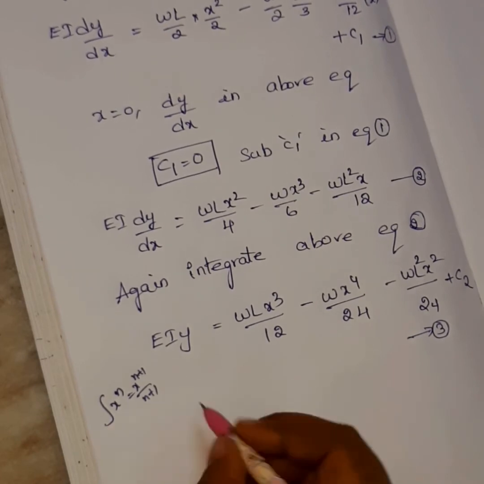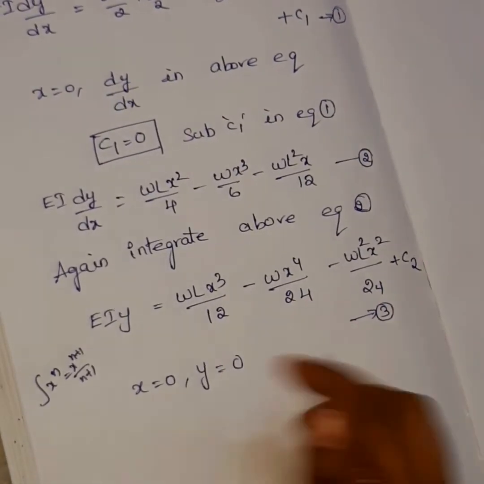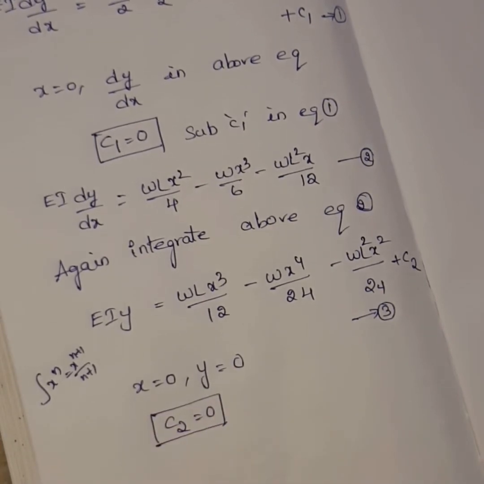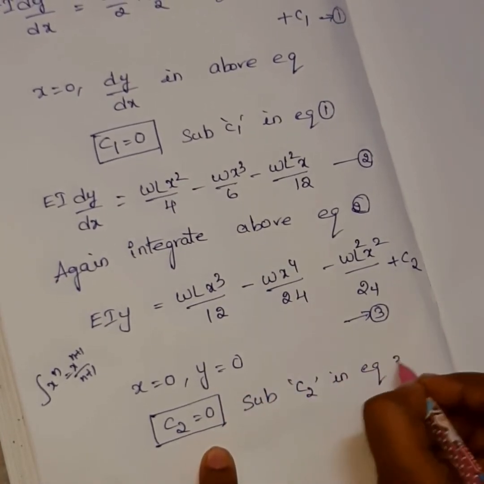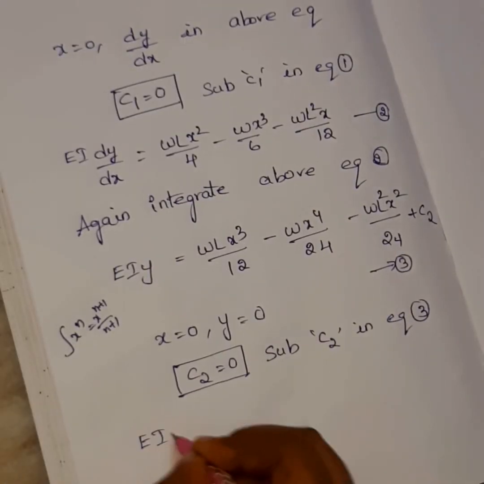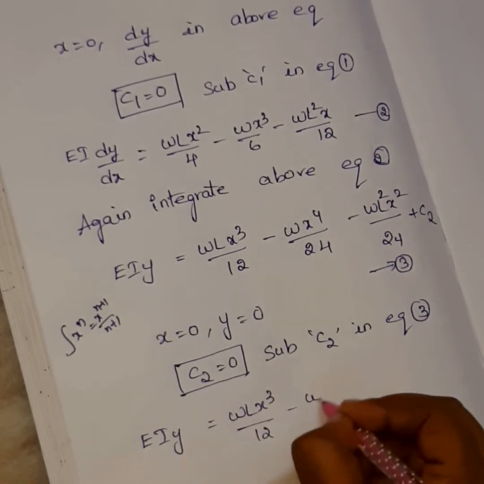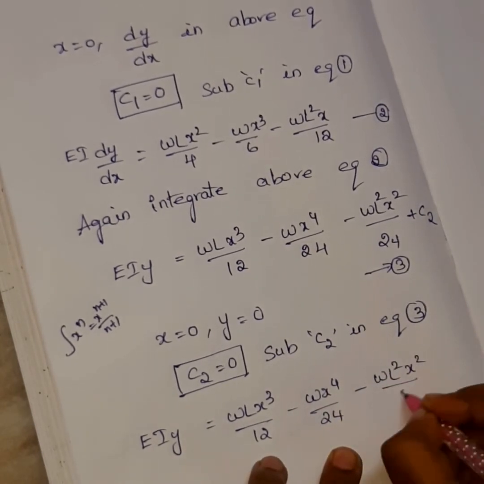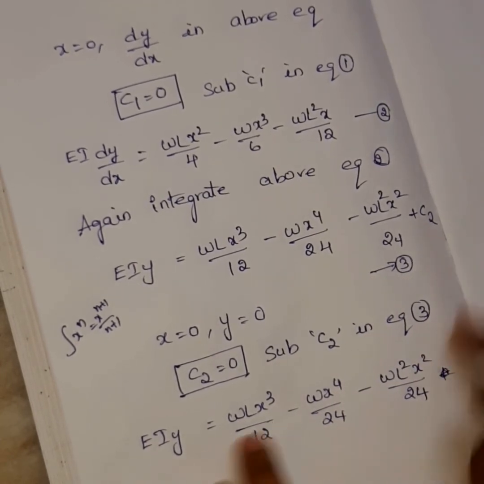Now I am applying again boundary conditions. X is equal to 0 and y is equal to 0. X equal to 0, y equal to 0 means I will get the c2 value, how much? c2 is equal to 0. Now again substitute c2 in equation number 3. So I will get EI y is equal to WLx cube by 12 minus Wx power 4 by 24 minus WL square x square by 24 plus 0. This is my equation.